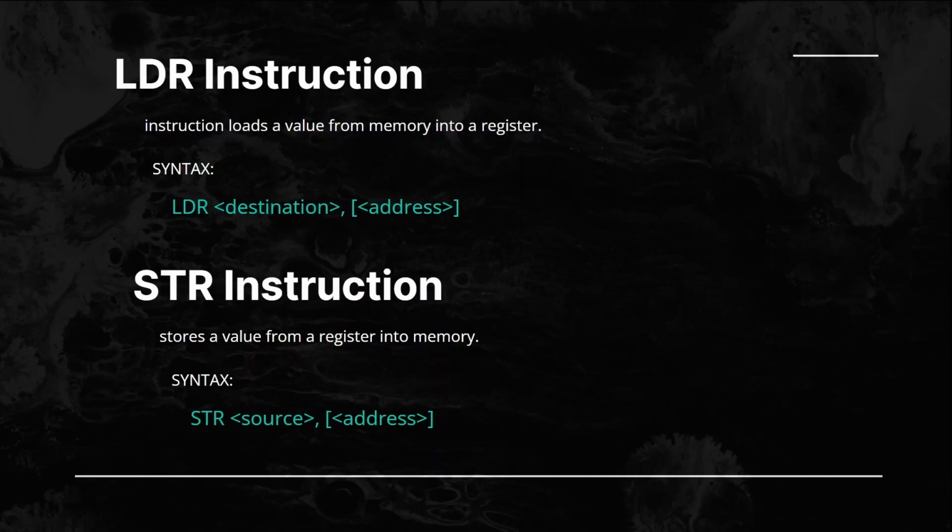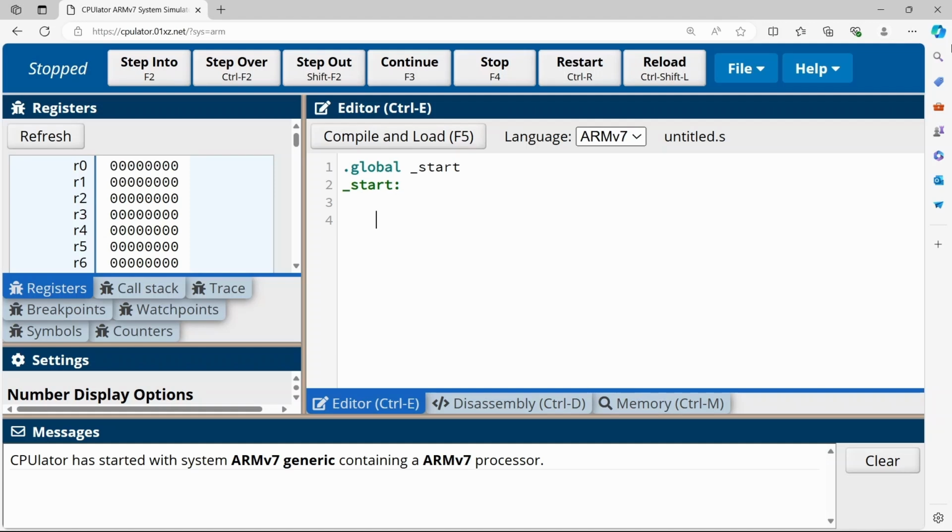As you can see in the syntax of the LDR, first you require a destination and the address from which you are loading the value, while in the store instruction you require a source and then an address. The source is the location from where you are getting the value, and the address is where you are moving the value. Now let's check the load and store instructions in CPUlator.